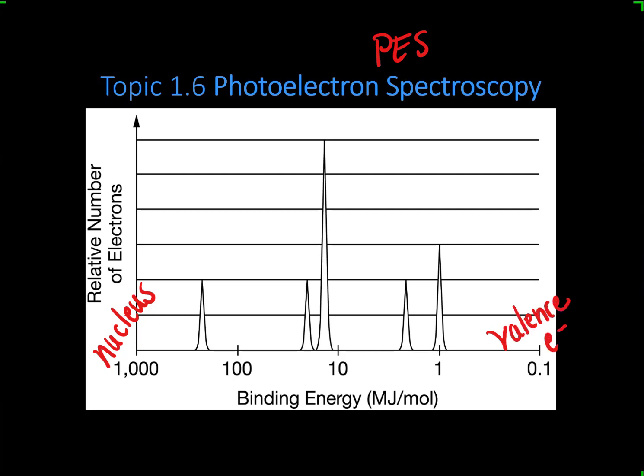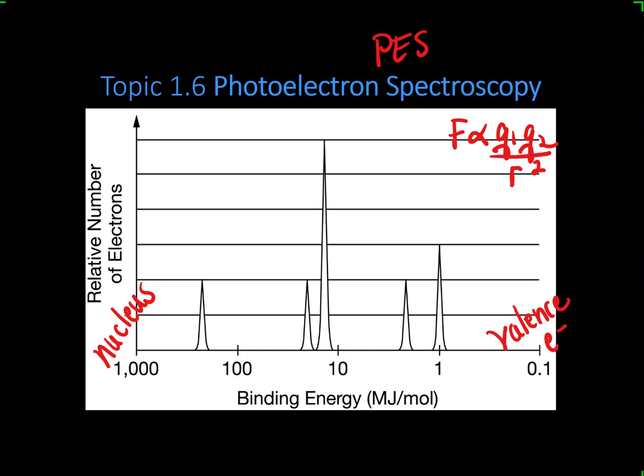Just as a reminder, our force, this is Coulomb's law, is proportional to Q1 times Q2 divided by R squared. We'll talk about this more on B. The further we are from the nucleus, the less energy it will take to remove it, or the less force. So this is the nucleus over here.